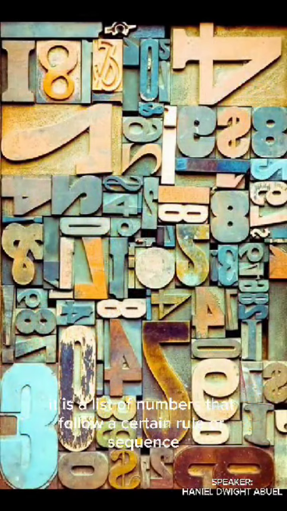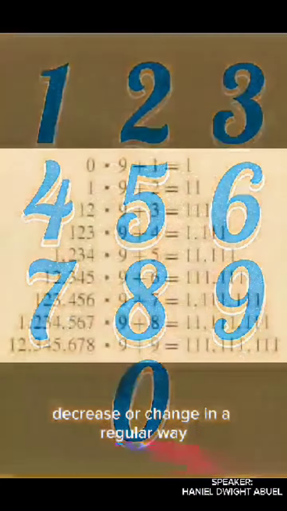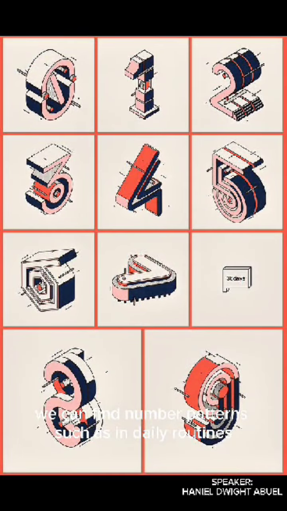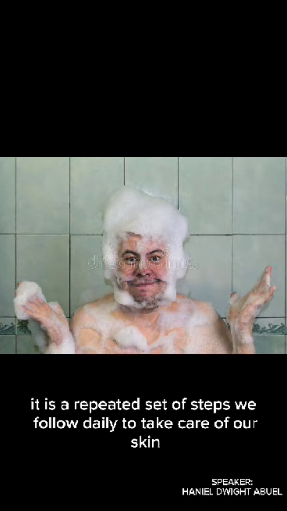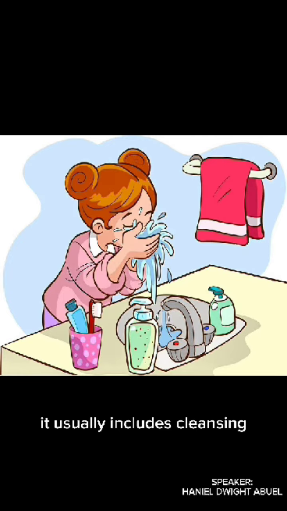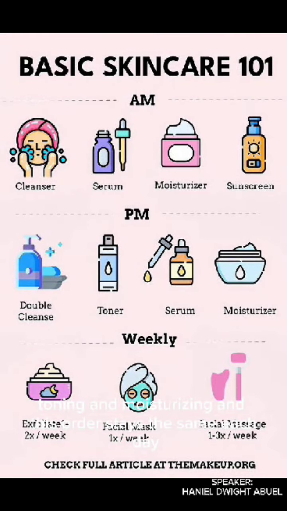Number pattern. It is a list of numbers that follow a certain rule or sequence. These numbers repeat, increase, decrease, or change in a regular way. We can find number patterns in daily routines, nature, etc. The skincare routine. It is a repeated set of steps we follow daily to take care of our skin. It usually includes cleansing, toning, and moisturizing, and this order stays the same each day.